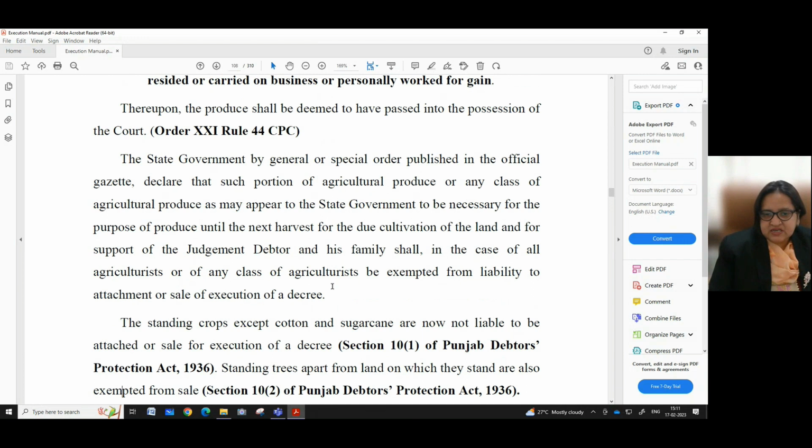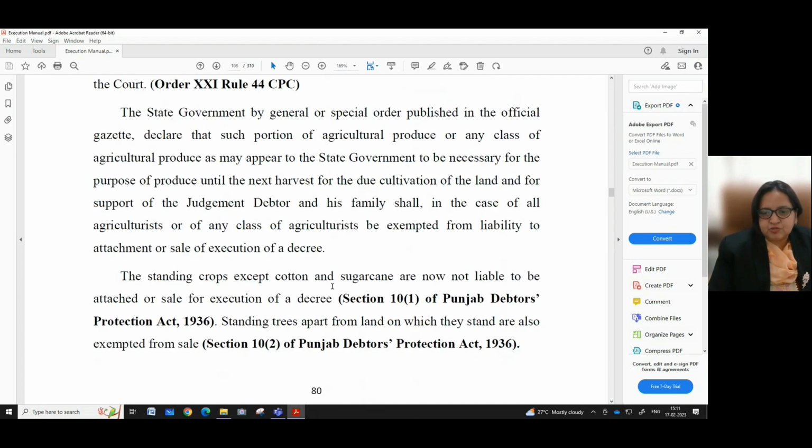The standing crops except cotton and sugar cane are now not liable to be attached or sold for execution of a decree. Section 10 subsection 1 of Punjab Debtors Protection Act 1936. Standing trees apart from land on which they stand are also exempted from sale. Section 10 subsection 2 of Punjab Debtors Protection Act 1936.